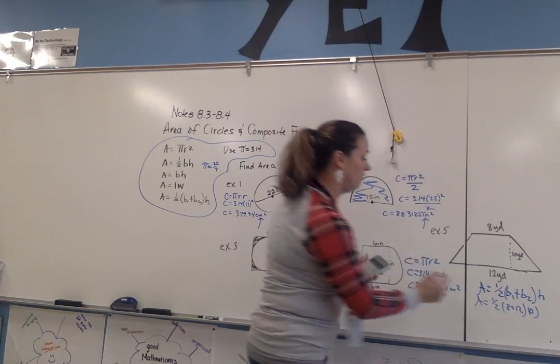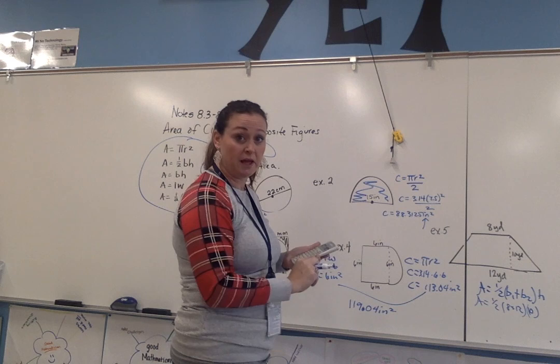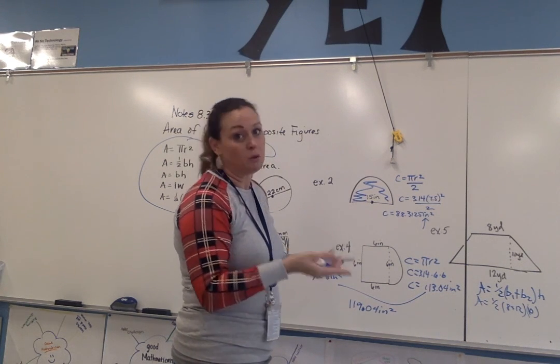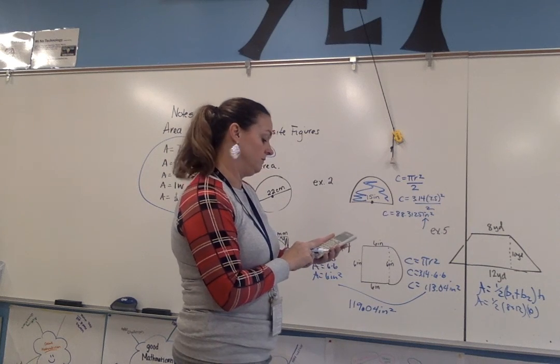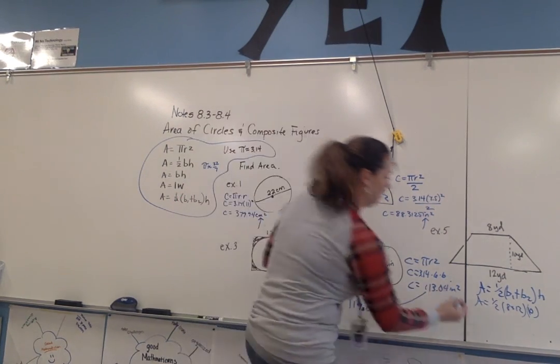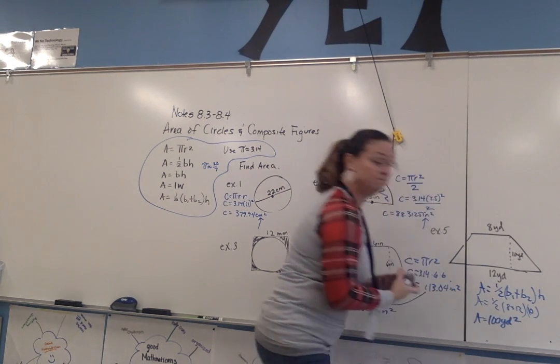Now, you need to be careful in this part of the formula that you add the bases before multiplying by half and multiplying by the height. So I know that 8 plus 12 is 20, so I'm going to do half times 20, which is 10. 10 times 10 is 100. So my area equals 100 yards squared.